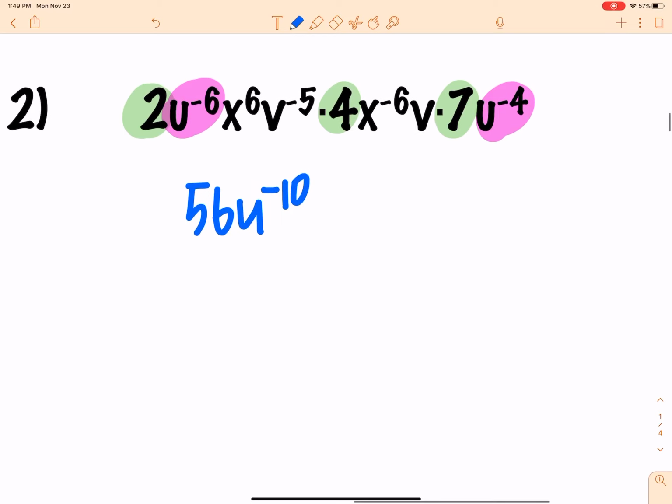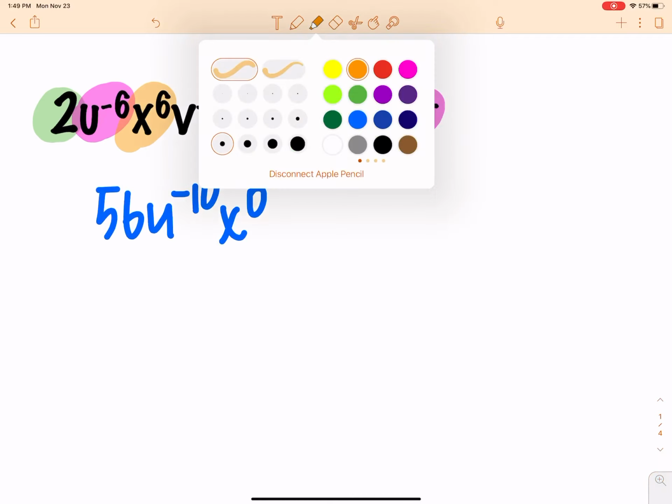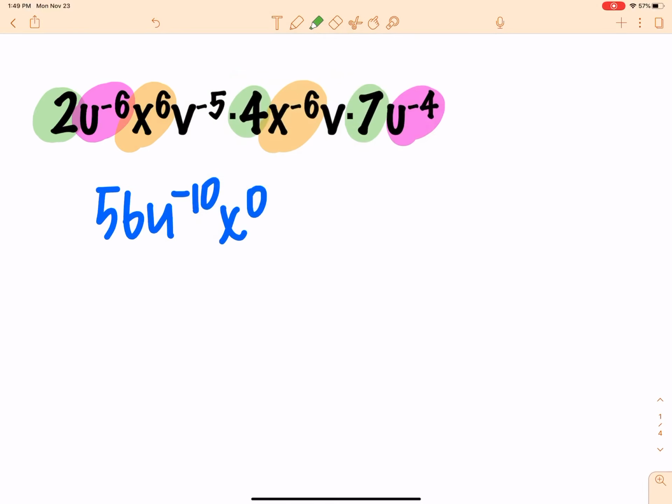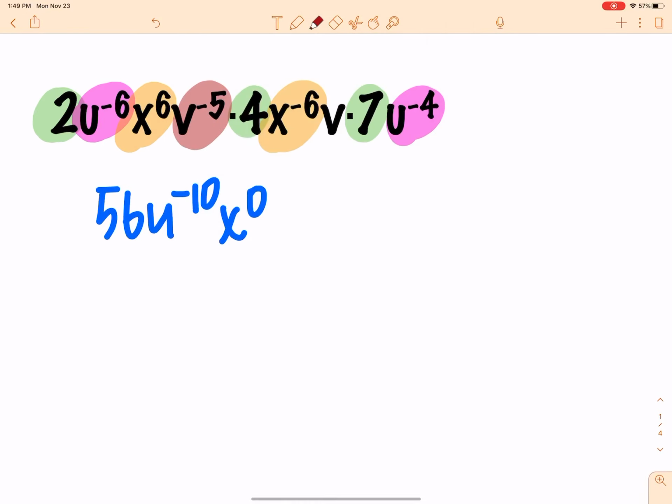And again, that means we're going to have to do something extra. We'll do that the next step, but let's keep it for right now. Now we'll deal with the x's, x to the 6th and x to the -6. We add those together. 6 minus 6 is 0. And then, oops, I already used green. So we'll do v to the -5 and v to the invisible 1. We add those together to get v to the -4.